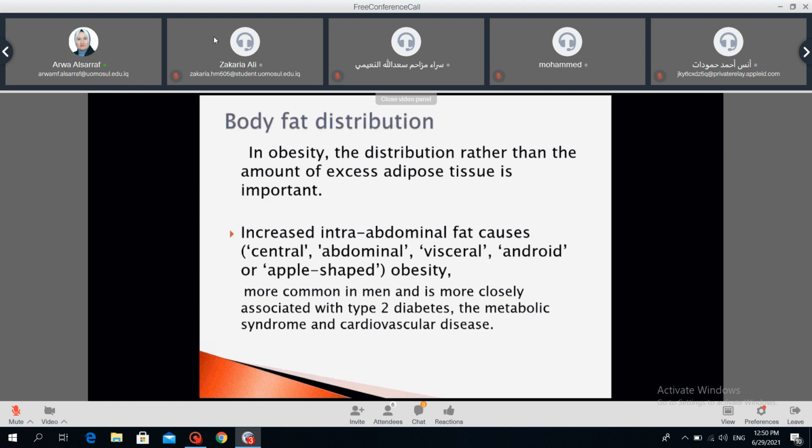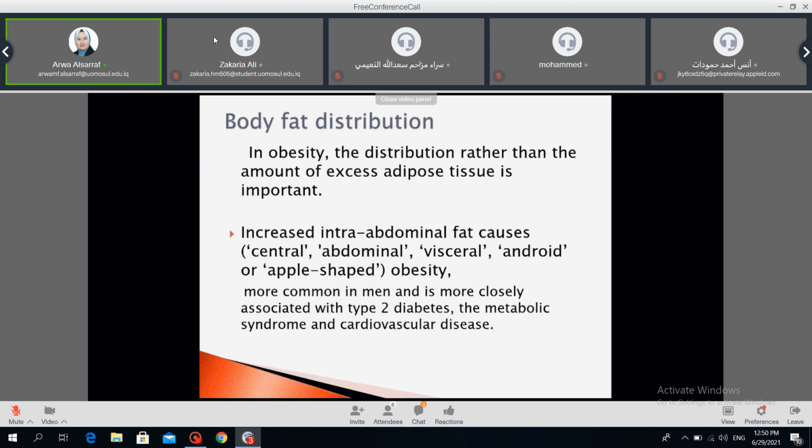The first pattern is called central obesity, or also has the name apple-shaped obesity, also called android obesity because it is more common in males, and it is the male type of obesity. This is really due to increased intra-abdominal fat, and this is the dangerous form of obesity.